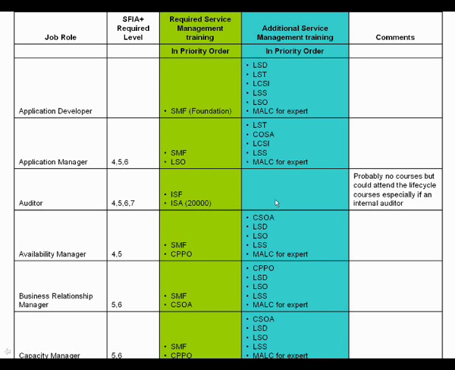This is just a very short excerpt from the role description. Here we've got, for example, business relationship manager, who works at SFIA levels 5 and 6, and what we're saying is, from an ITIL perspective, they need a service management foundation course and the capability course SOA. I'm not going to go through all these. If they want additional training, these are the courses we would recommend, and this is the order we would say they should do them in if they want to achieve expert status. Obviously, they have to finish with managing across the life cycle.